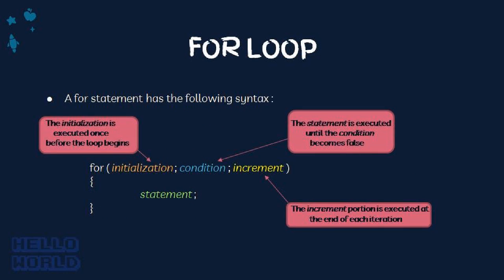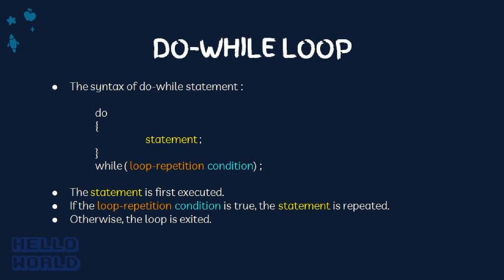Next, for loop. A for statement has the following syntax. The initialization is executed once, then the statement is executed until the condition becomes false, then the increment portion is executed at the end of each iteration. The syntax of do while loop is do, open braces, then write the statements, close the brace, then while, in brackets, loop repetition condition. The statement is first executed. If the loop repetition condition is true, the statement is repeated. Otherwise, the loop is exited.